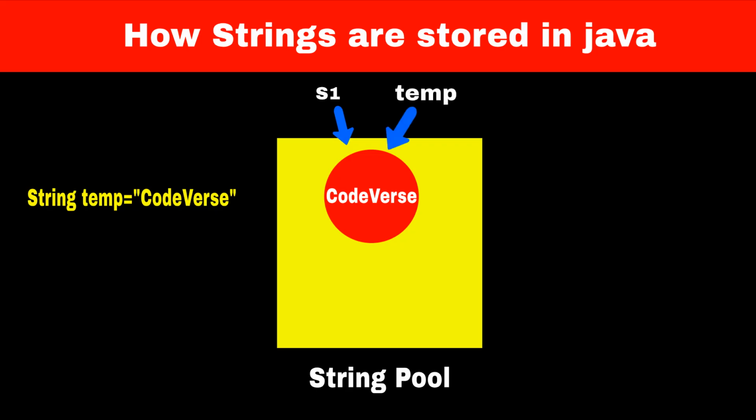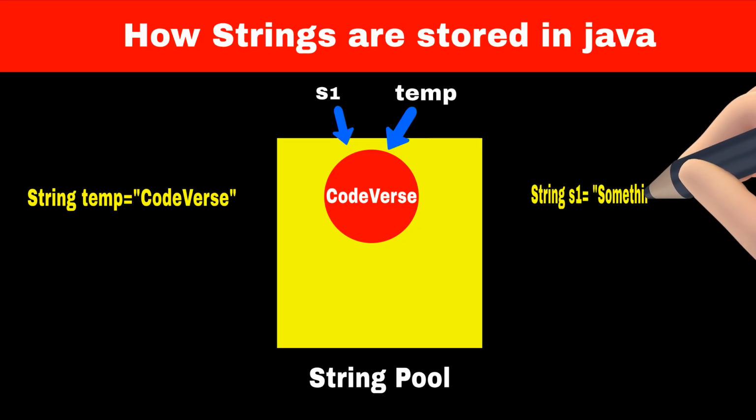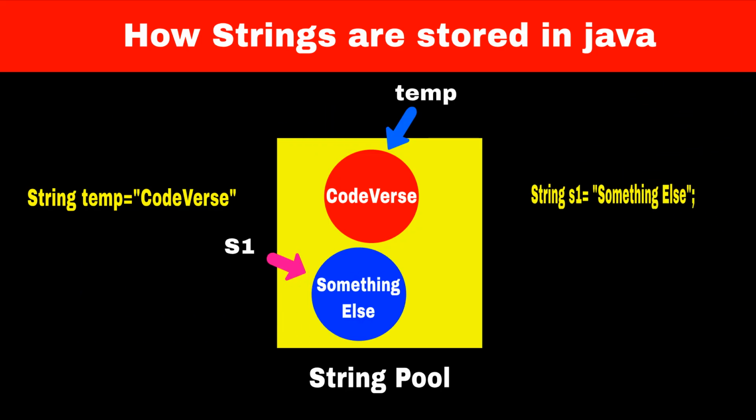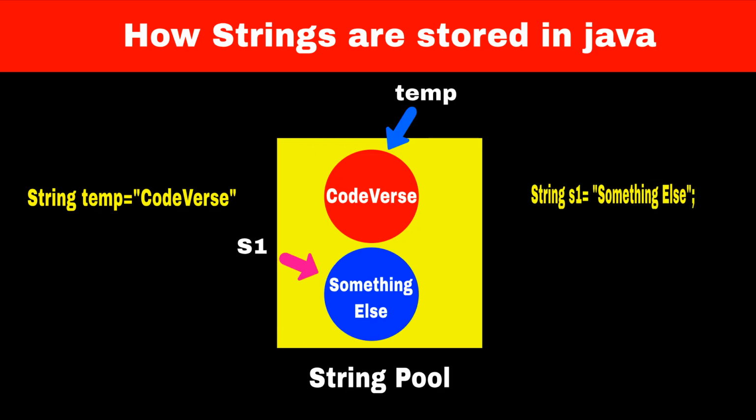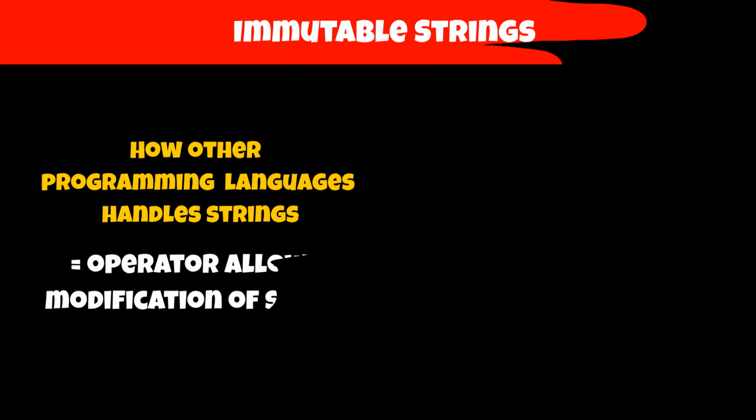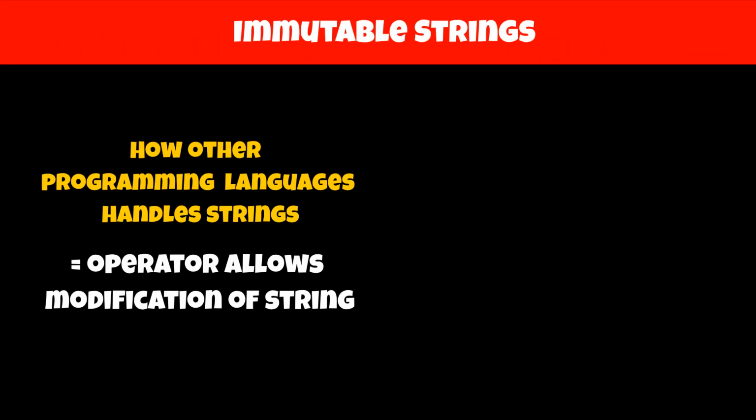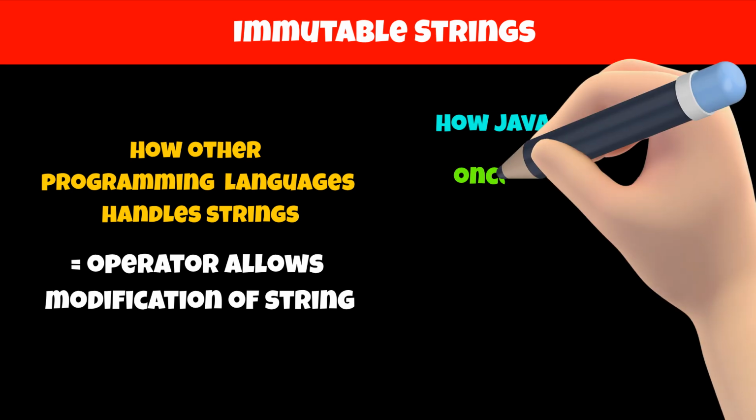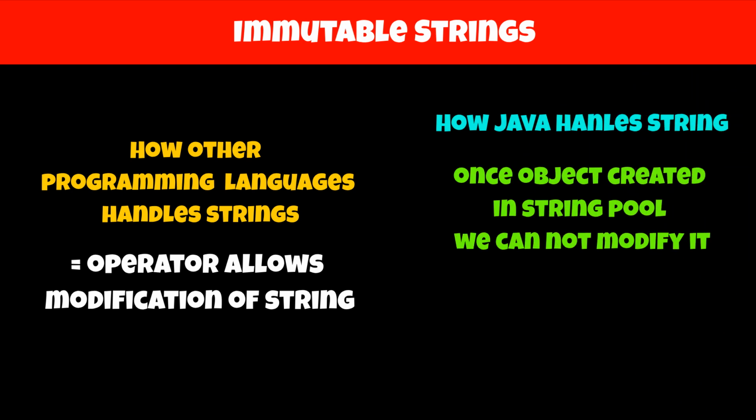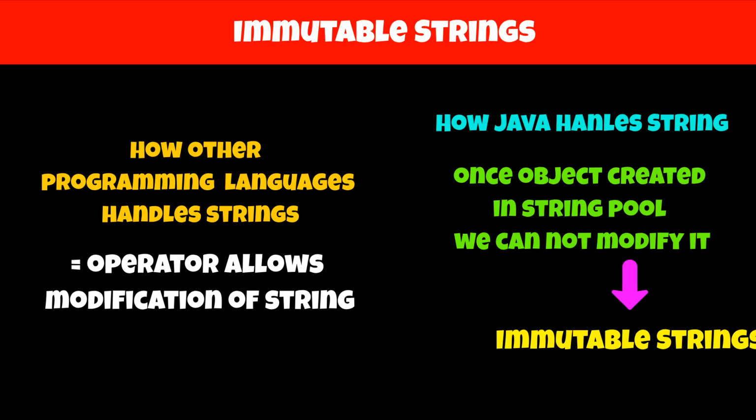Now when we modify the value of string1 to something else, Java will create another object in the string pool with the value something else. In other programming languages, if we try to use the equal to operator, it will modify the existing value of a string. But in Java, instead of modifying the existing value, it creates a new object for that string. So we cannot modify the object in the string pool once we create it. That's why strings are immutable in Java.